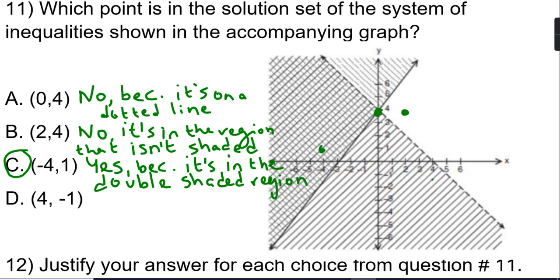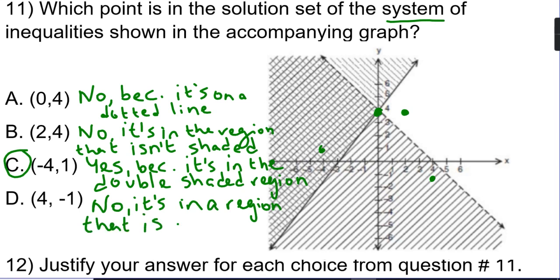Then we have 4, negative 1. 4, negative 1 is right here. Is it a solution or not? That might be a tricky one for you. But if you notice, it's only shaded in one direction. So it's a solution to one inequality, but not to both. And we need the solution to the system. It's got to be in the part that's shaded for both. So the answer is no. It's in a region that is only shaded for one of the inequalities.